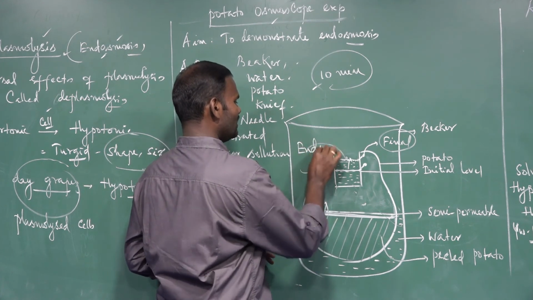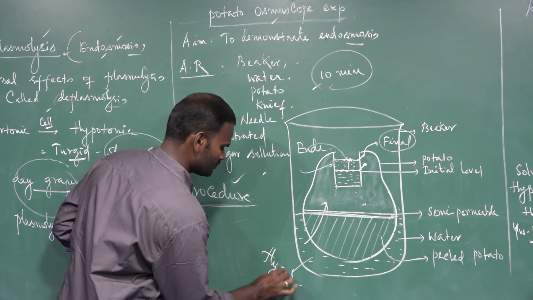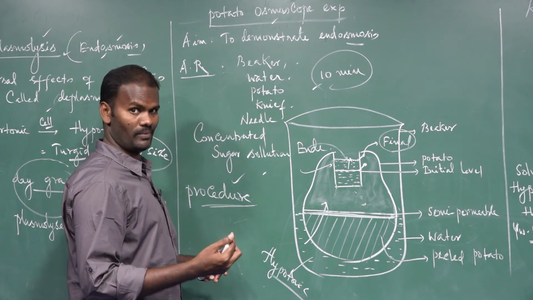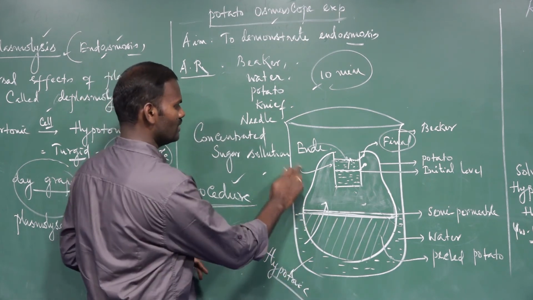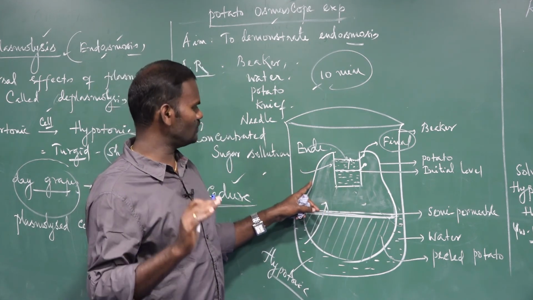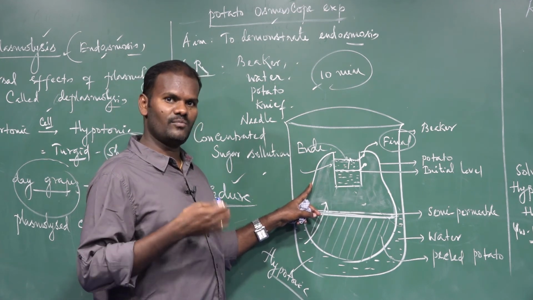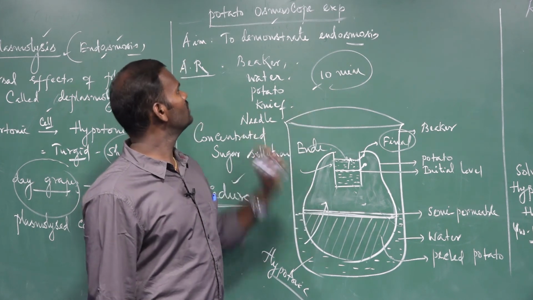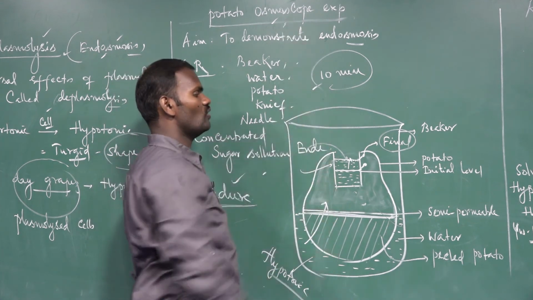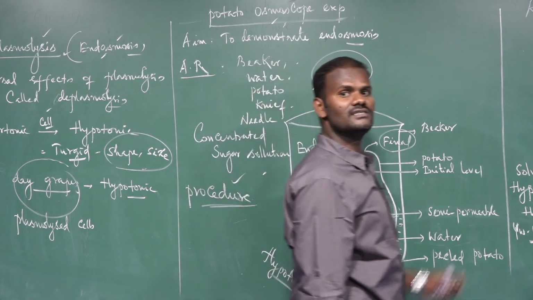The water will enter into the cell when the cell is placed in a hypotonic solution. When the cell is placed in a hypertonic solution, what will happen? Plasmolysis takes place. So endosmosis is nothing but deplasmolysis. They regain water and it becomes its original shape. That proves endosmosis. So endosmosis can be demonstrated by using the potato osmoscope experiment. The next topic, reverse osmosis.